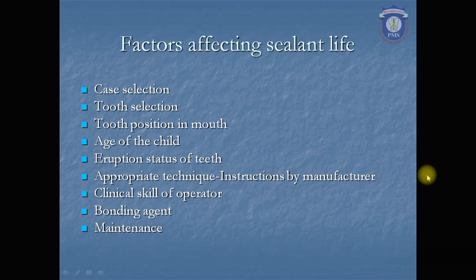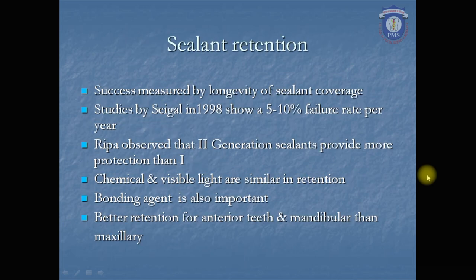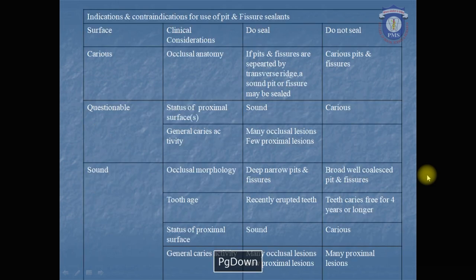affecting the sealant life. Then coming to sealant retention, that is the success measured by the longevity of sealant coverage. Studies by Siegel in 1998 show a 5 to 10% failure rate per year. Reports observed that second generation sealants provide more protection than first generation. Chemical and visible light cure are similar in retention. Bonding agent is also important. Better retention for anterior teeth and mandibular than maxillary. So you have to see the sealant retention also. If it is coming out easily, then it is of no use.